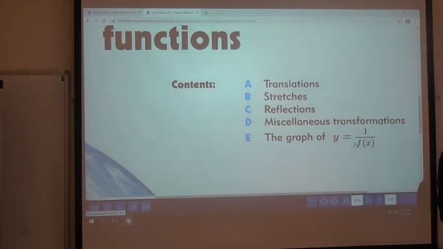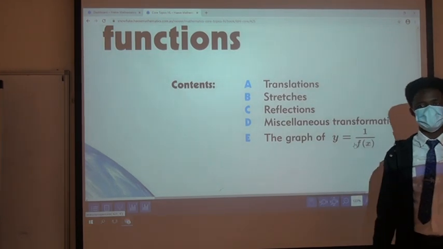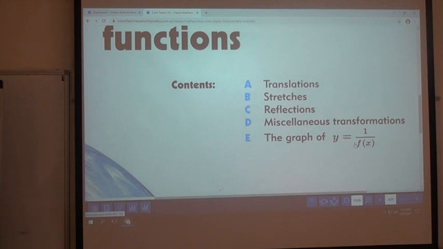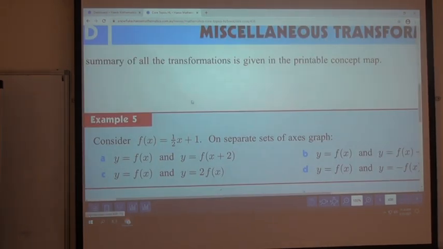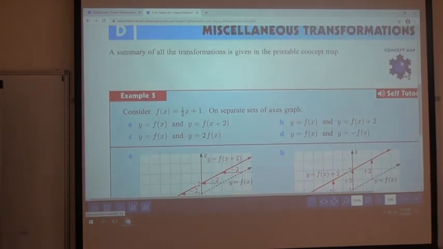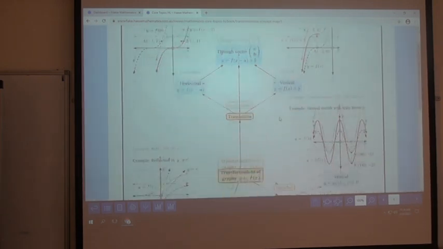Because your exam is not going to say, this is for translation. Question A is translation. You understand that? Yeah. It's going to be a mix. So let's practice the mixture. And that is what this section is all about. And that's what I want us to look at today. So again, this is the concept map that we are going to be using.